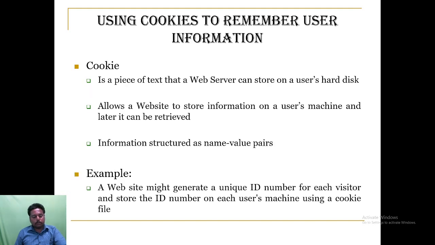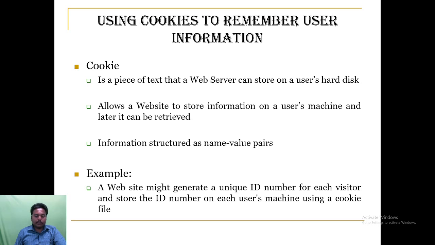And the cookie. What is a cookie? It's a piece of text that a web server can store on the user's hard disk. Repeated websites or repeated junk data are stored in cookies. It allows a website to store information on the user's machine and later retrieve it. Once we destroy the cookies, the network or browser speed may increase. Information is structured as name value pairs. For example, a website might generate a unique ID number for each visitor and store the ID number on each user machine using a cookie file.